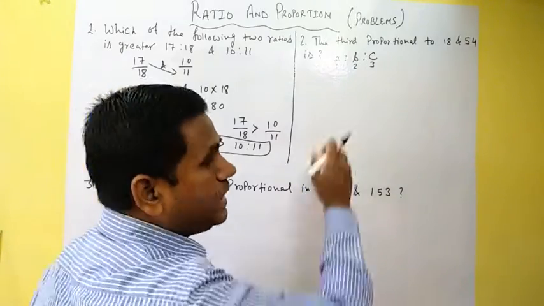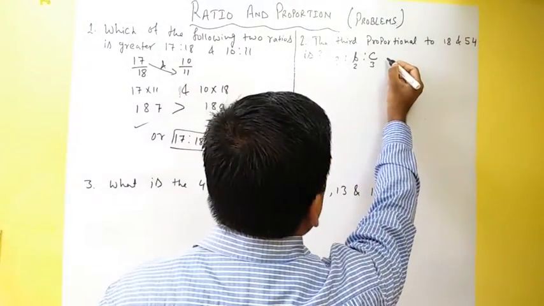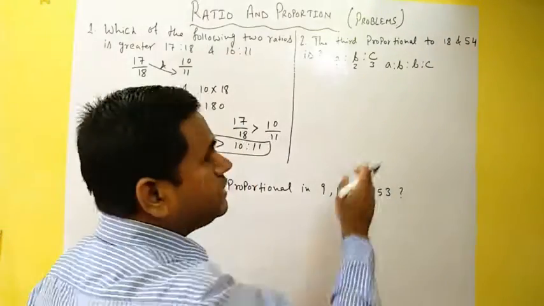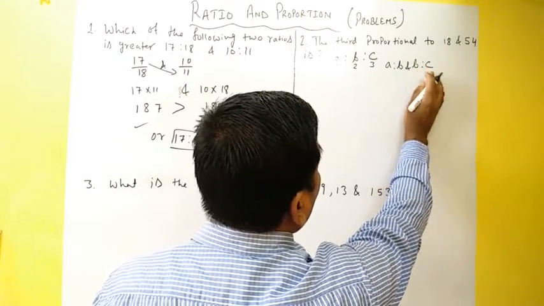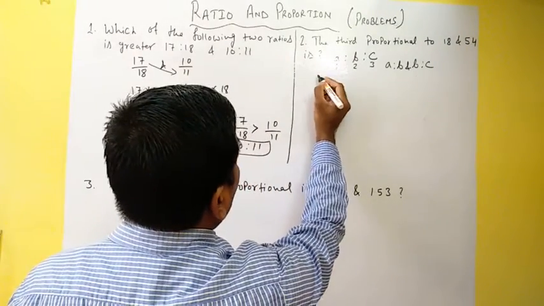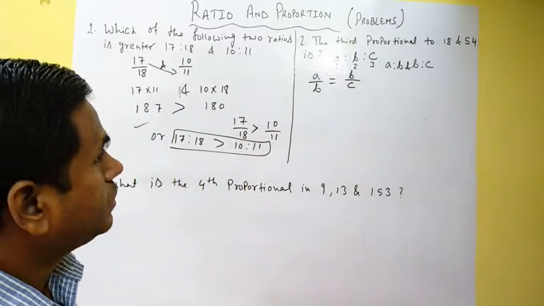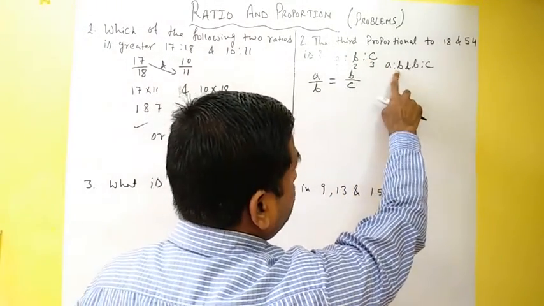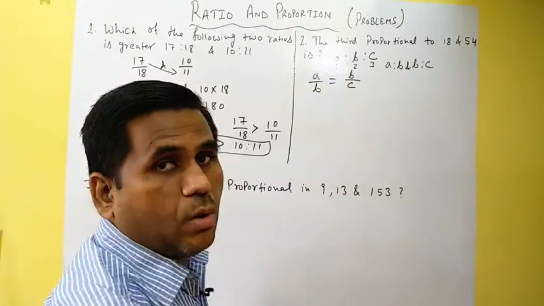This A is to B is to C can also be written like this: A is to B is to B is to C. We can split it into two ratios, like this: A is to B and B is to C. Since B is there in both, we can say A upon B is equal to B upon C. Because we have a split: A is to B and B is to C. So it can be written as A upon B is equal to B upon C.